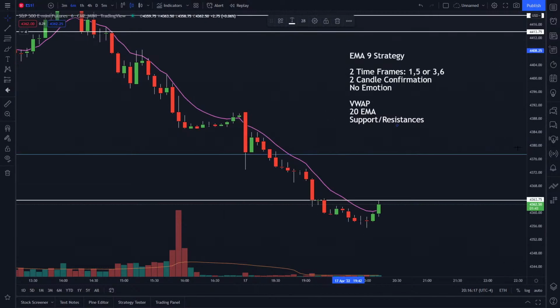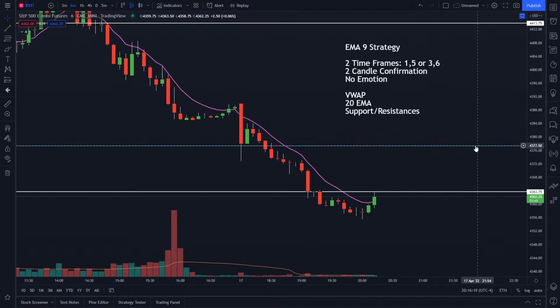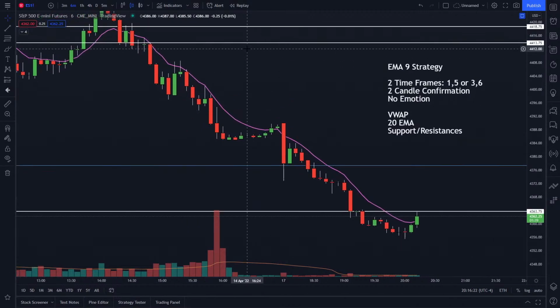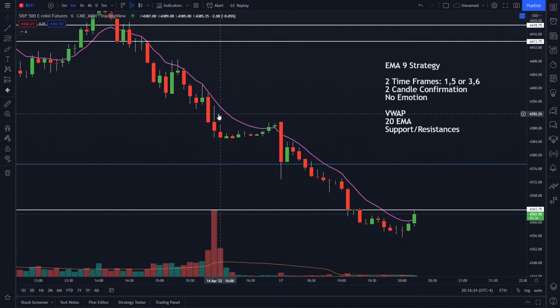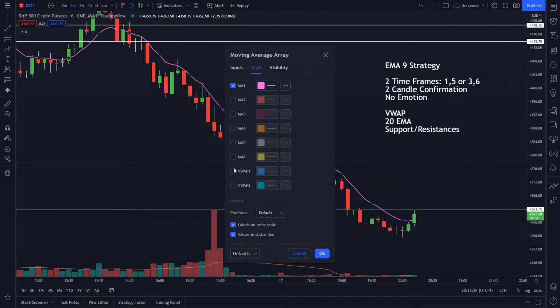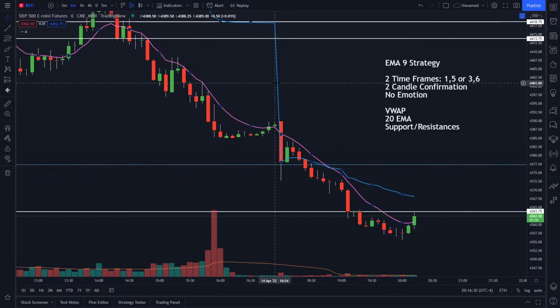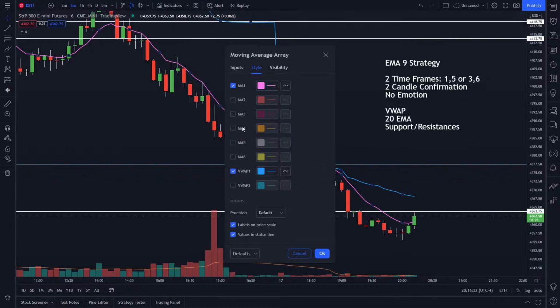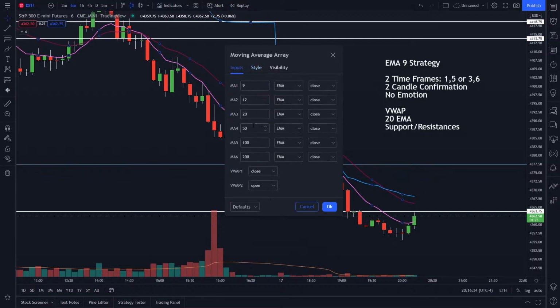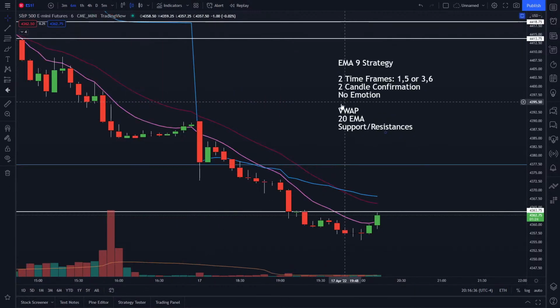So right now I just have the 9. You see my support and resistance levels up here. This blue line, this white line. You see another white line up here. So let me add VWAP really quickly as well. And then we'll also add our 20 EMA. Yep, that's our 20, okay.